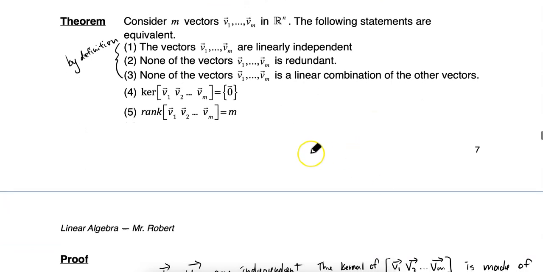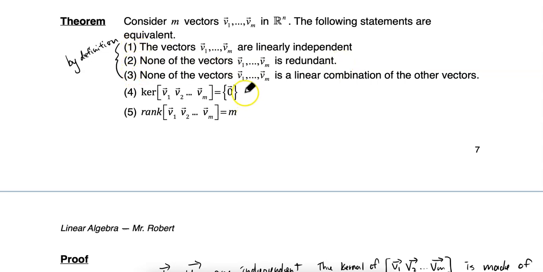Okay, 2 theorems are going to wrap up this lesson. The first one is, consider M vectors in Rn. The following statements are equivalent. This is quite common in linear algebra, that we have statements that are all equivalent with each other. The first 3 are actually equivalent by definition. V1, ..., Vm are linearly independent. None of them is redundant. That's by definition indeed. And for V1 through Vm, there is no one that is a linear combination of the others. This is the definition of being redundant. So 1, 2, and 3 are equivalent statements for sure.